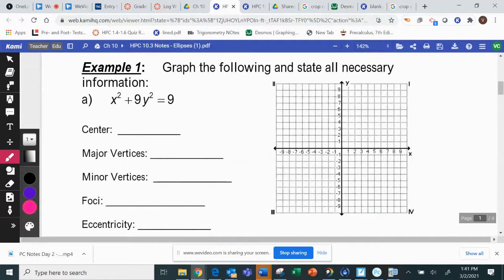So here's the first example. You want to make sure that this is in the correct form. And I'm going to tell you it's not. What is wrong with this equation? Christopher: It doesn't equal 1. So it needs to equal 1. To make it equal 1, I'm just going to divide everything by 9.